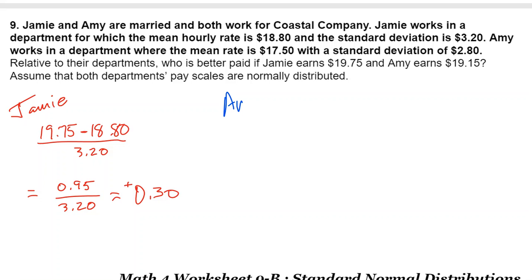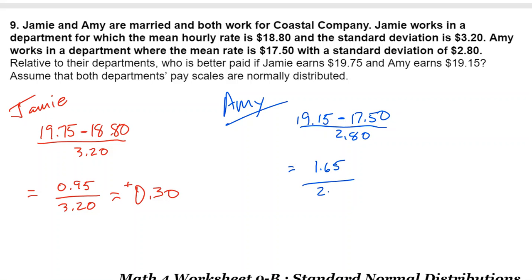And so when we look at Amy, Amy gets $19.15 an hour less the mean rate of $17.50 divided by the standard deviation of 2.80. So that is going to be $1.65 over 2.80. And that is going to be 0.59.